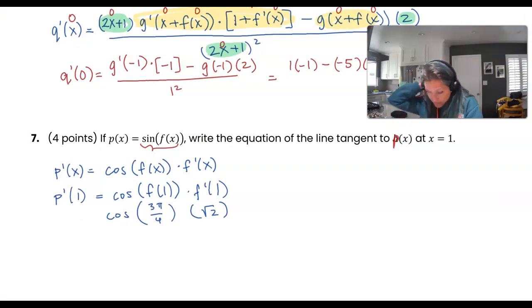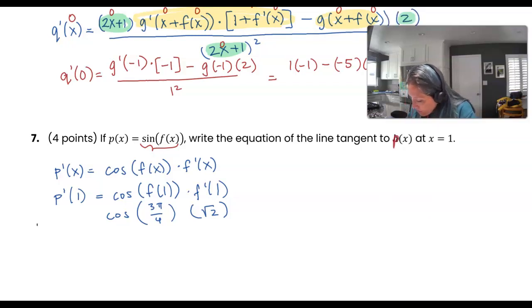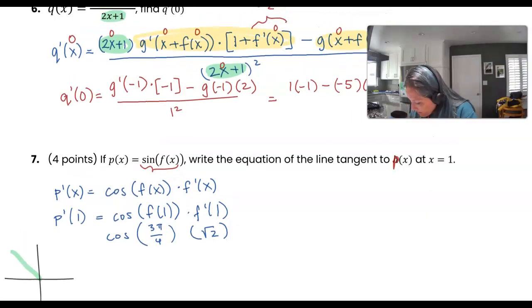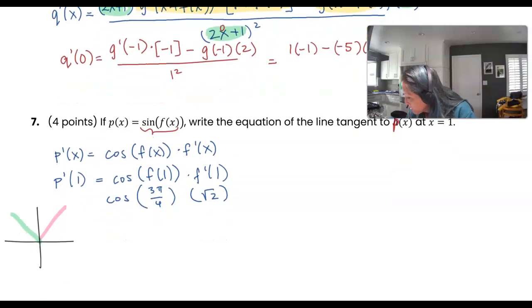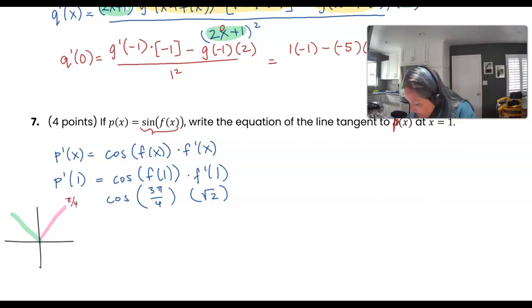Okay, and so we need to think for a second. Cosine of 3 pi over 4, I gave you the first quadrant of the unit circle. To get to 3 pi over 4, though, we have to recognize that 3 pi over 4 is right here. I gave you pi over 4, which is over here. And for pi over 4, we're at that root 2 over 2, root 2 over 2 coordinate on the unit circle. So cosine of pi over 4 is root 2 over 2.